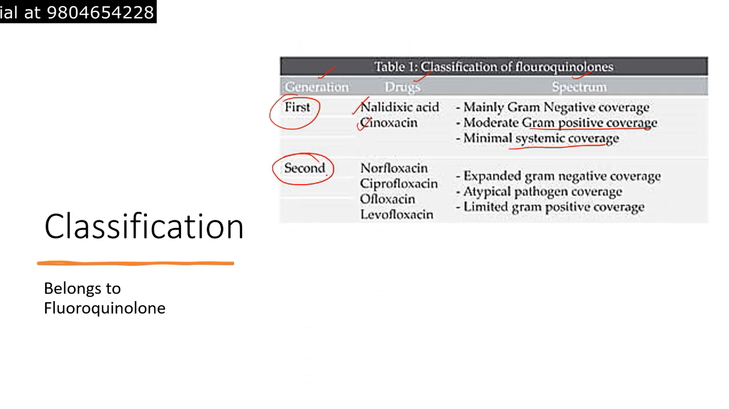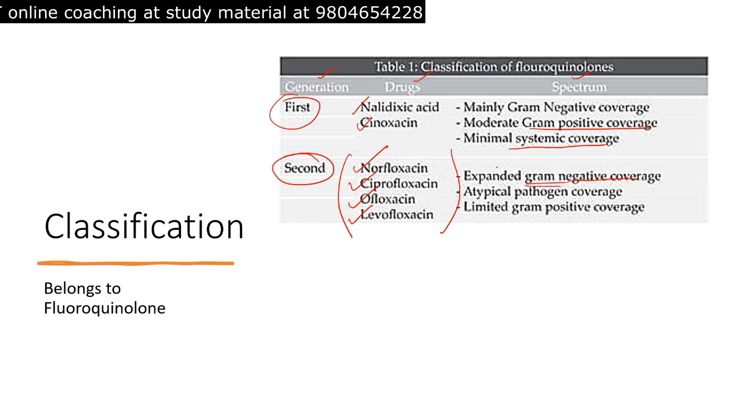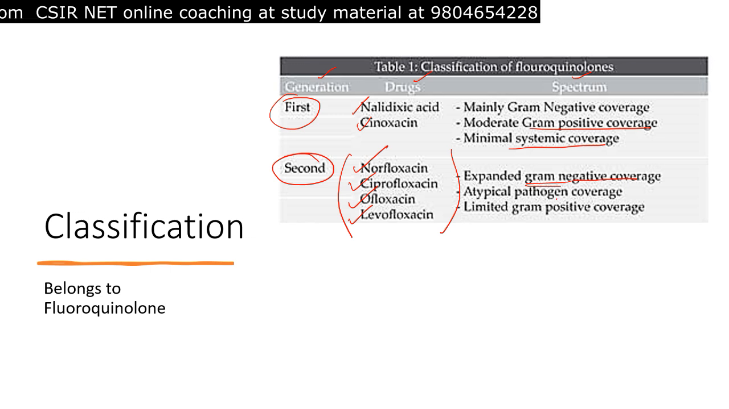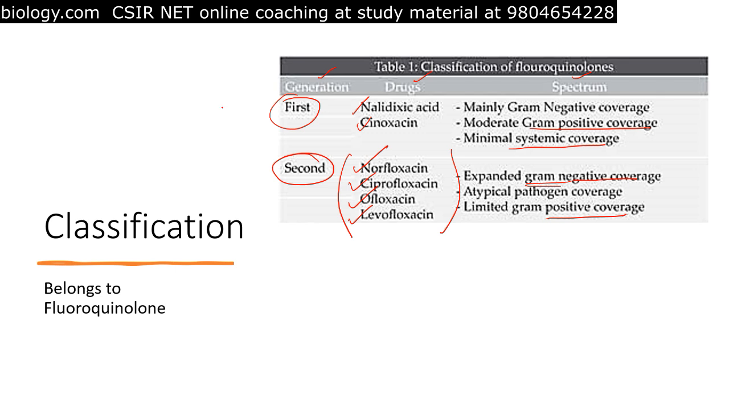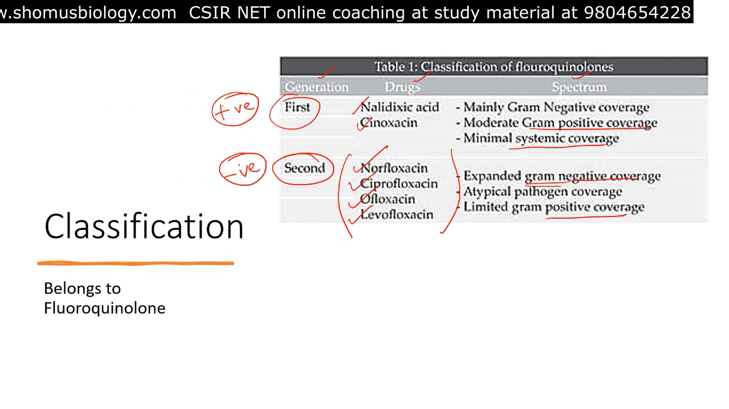Then comes the second generation of fluoroquinolone. Second generation is norfloxacin, ciprofloxacin, ofloxacin, levofloxacin. So all these drugs are very commonly used in enteric infections, in gastrointestinal infections caused by different bacteria causing diarrhea. So they are very much effective against all these enteric infections, expanding gram negative coverage. They are mostly caused by gram negative bacteria, the infections. So norfloxacin, ciprofloxacin, ofloxacin are used at. Ciprofloxacin is also used in eye drops in topical use. Okay, atypical pathogens are covered by all these, and limited gram positive coverage is there. So first generation is mostly the gram positive coverage, less gram negative coverage. Second generation is mostly gram negative coverage and less gram positive coverage.